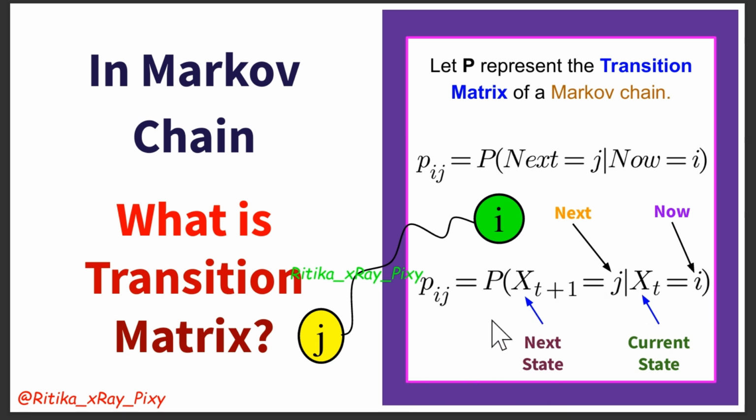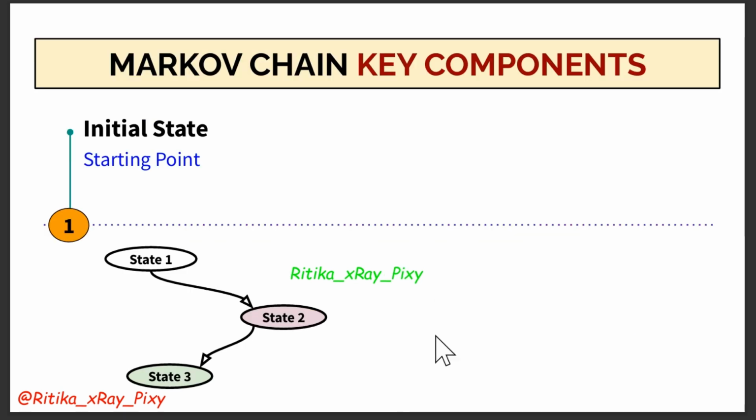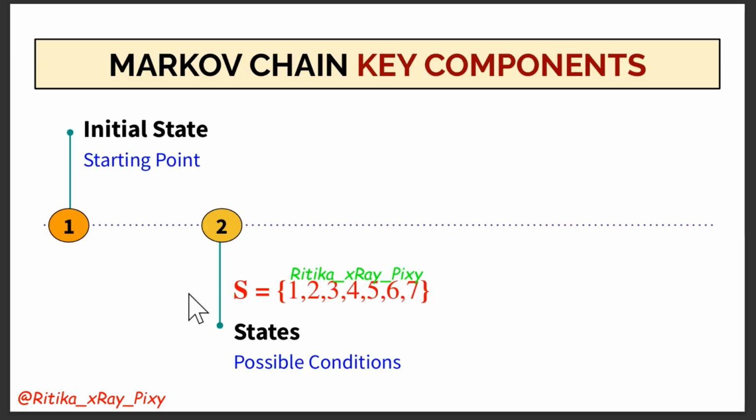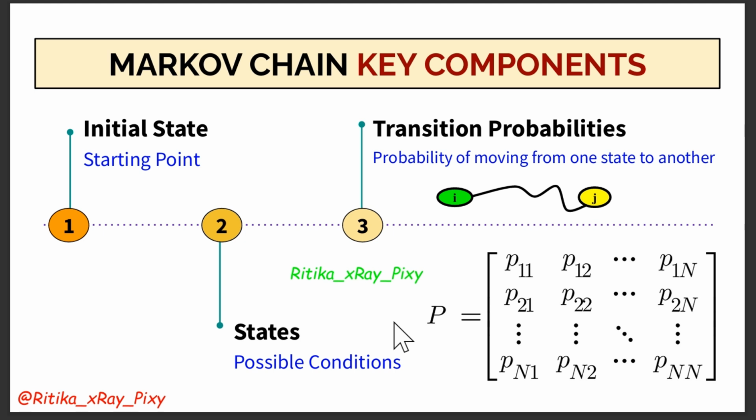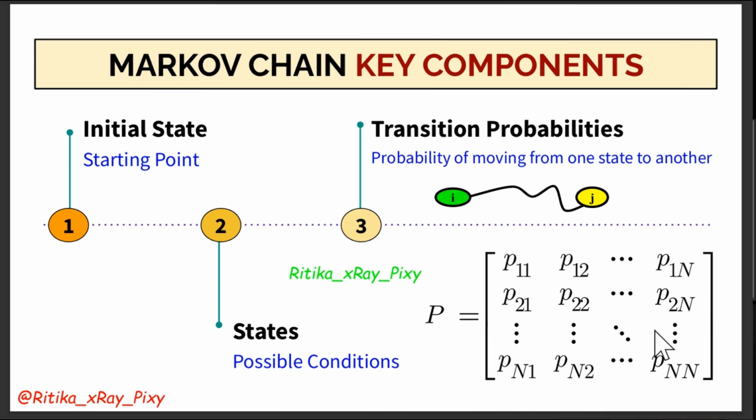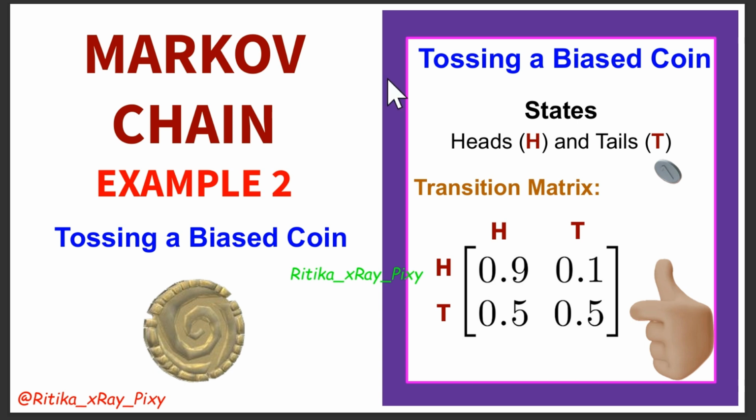So the initial state means the starting point of the process, and the states represent the possible conditions, meaning the set of all possible situations the system can be in. And transition probability means the probability of moving from one state to another state, and this is represented by the transition matrix. Now we will take simple examples to understand states, transitions, and the transition matrix.